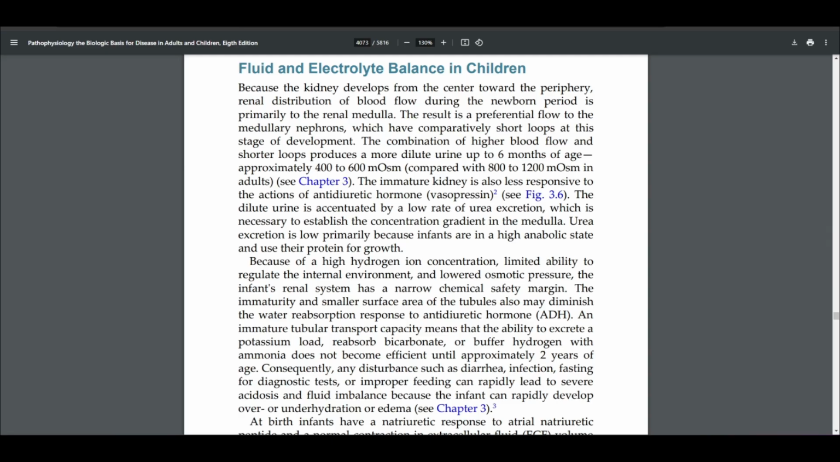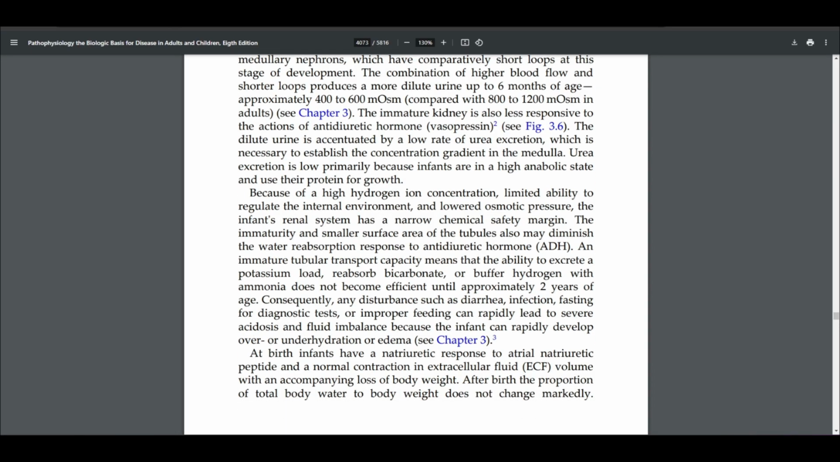The immature kidney is also less responsive to the actions of antidiuretic hormone, or vasopressin. The dilute urine is accentuated by a low rate of urea excretion, which is necessary to establish the concentration gradient in the medulla. Urea excretion is low primarily because infants are in a high anabolic state and use their protein for growth. Because of a high hydrogen ion concentration, limited ability to regulate the internal environment, and lowered osmotic pressure, the infant's renal system has a narrow chemical safety margin.